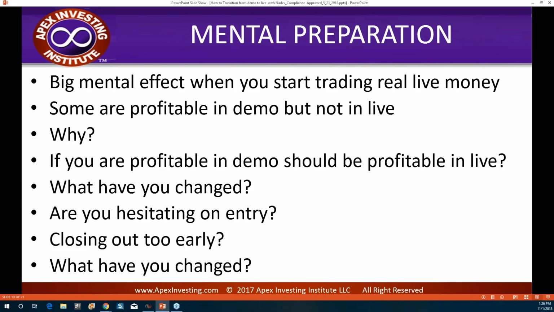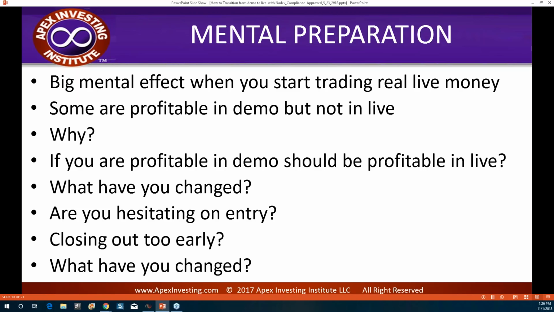I can't guarantee you anything, but I cannot guarantee you that just because you're profitable in demo you'll be profitable in live. Okay? But I can tell you this, you're not going to be profitable in live if you can't be profitable in demo. So if you've experienced this where you were doing good in demo, but you're not doing great in live, sit back and ask yourself these questions.